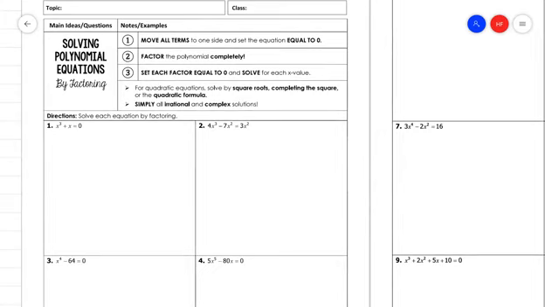So the first thing we want to do is make sure that all of our terms are on one side of the equal sign and that it equals 0. Then we'll factor the polynomial completely. Then we'll set each factor equal to 0 and solve.